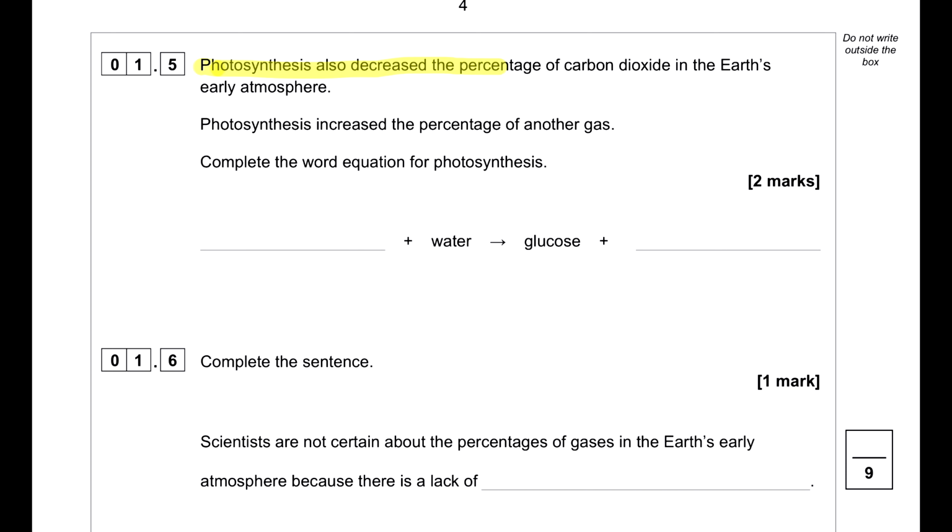Photosynthesis also decreased the percentage of carbon dioxide in the Earth's early atmosphere. Photosynthesis increased the percentage of another gas. Complete the word equation for photosynthesis. So carbon dioxide reacts with water to produce glucose and oxygen.